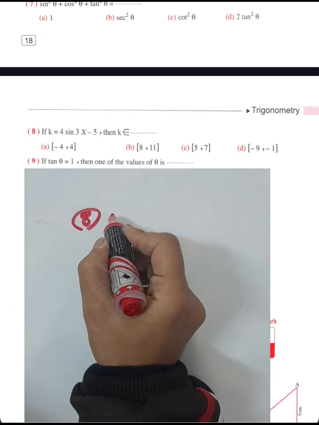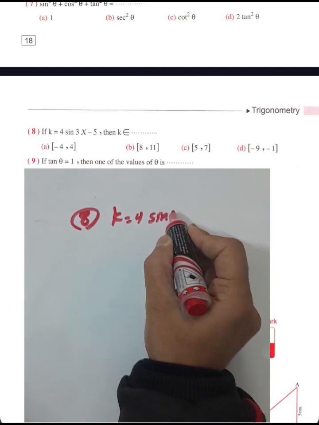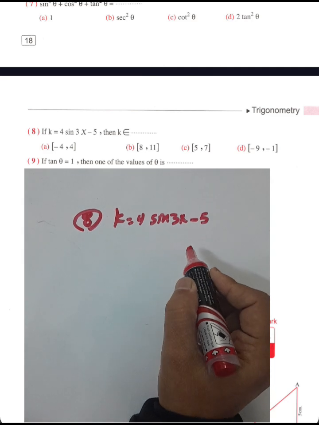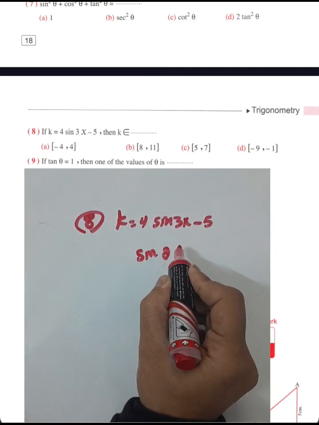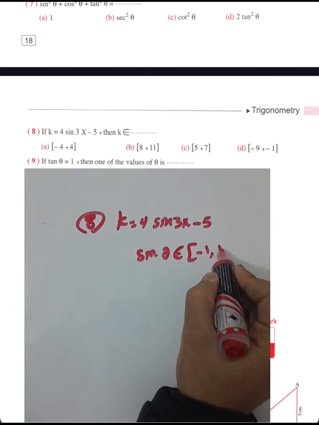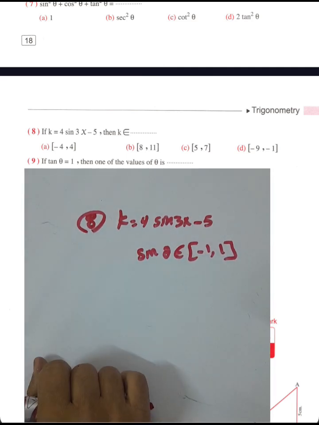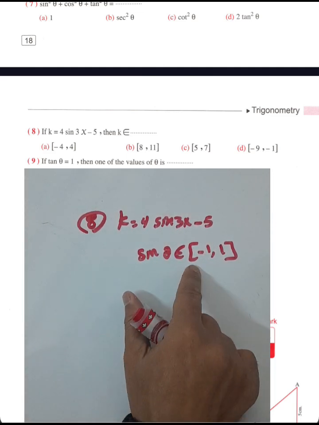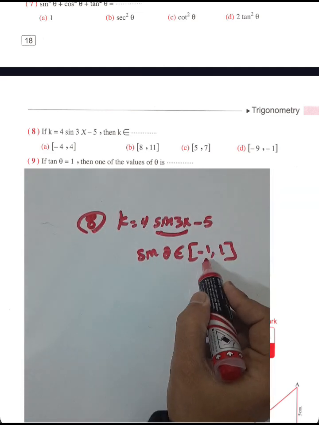If k equals 4 sin 3x minus 5, then k belongs to what? We know that sine of any angle theta belongs to the interval from negative 1 to 1. Then you can write 4 times negative 1 minus 5, which will be negative 9. First put sin 3x equal to negative 1.